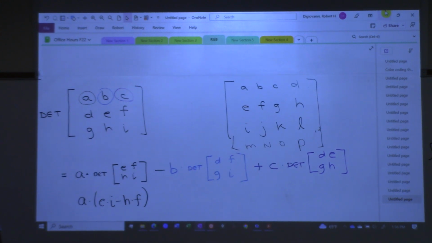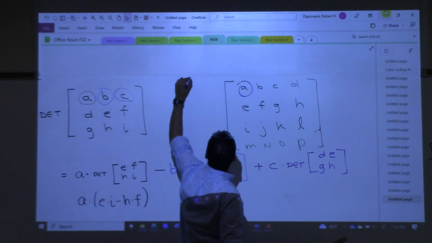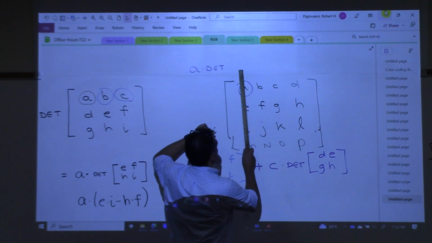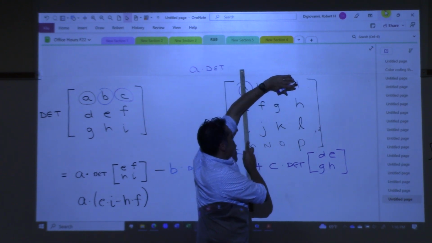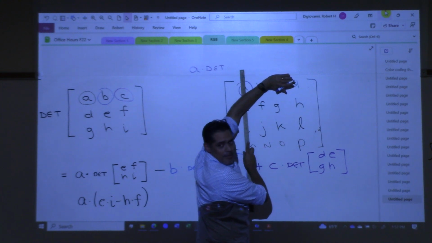So if we want the determinant of this, you start right here, right? So you start with A, and then times the determinant of what? FGH, JKL, NOP, which is a 3x3, which requires its own formula to do. Right?